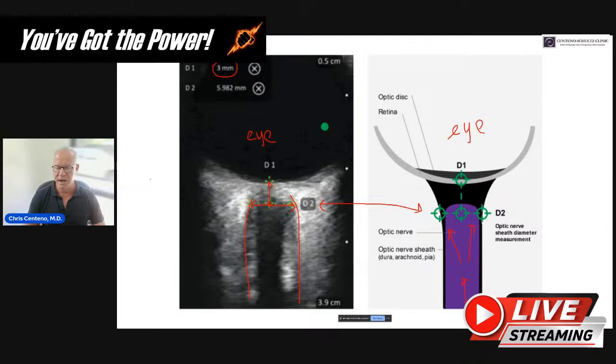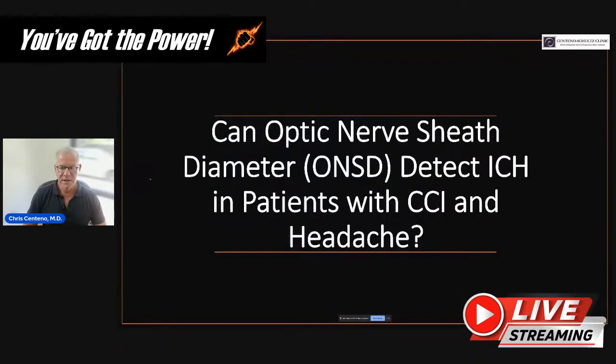Listen, it's not rocket science to put an ultrasound probe on someone's eye and take this measurement, but the question is, what does it show you? So can optic nerve sheath diameter, and that's something called ONSD, optic nerve sheath diameter, detect intracranial hypertension in patients with CCI and headache?